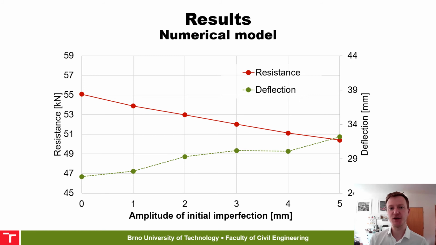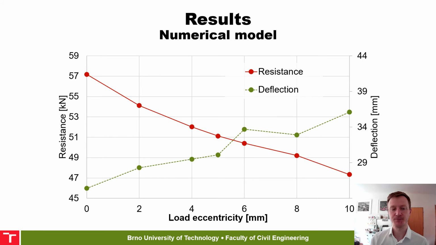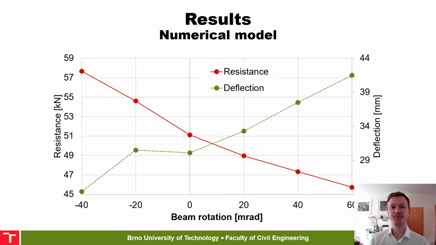The amplitude of initial imperfection has of course a negative impact on the load resistance. It is interesting to note that the deflection at the peak load rises. Load eccentricity has perhaps even a more profound effect. Again, with increasing eccentricity, the load resistance decreases and the deflection at peak load rises. The same applies to the initial rotation of the beam.